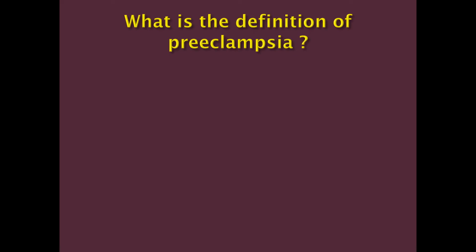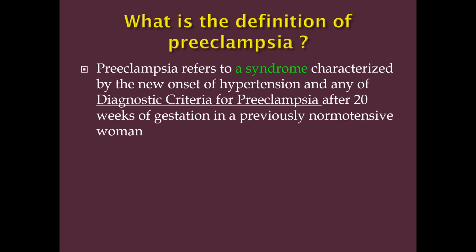What is the definition of preeclampsia? Pause for a second and answer this question by yourself. Preeclampsia refers to a syndrome characterized by new onset of hypertension and any of the diagnostic criteria for preeclampsia after 20 weeks of gestation in a previously normotensive woman. It's classified as either mild or severe.